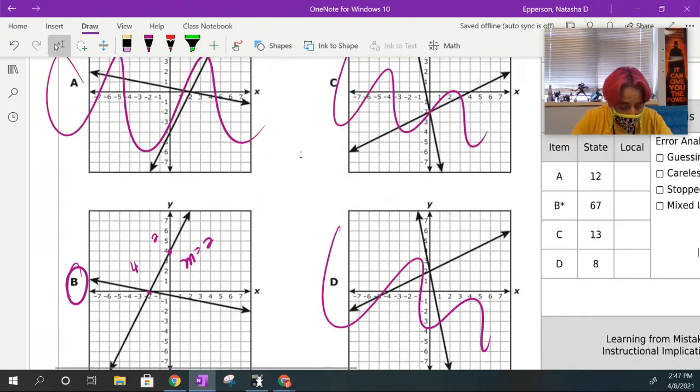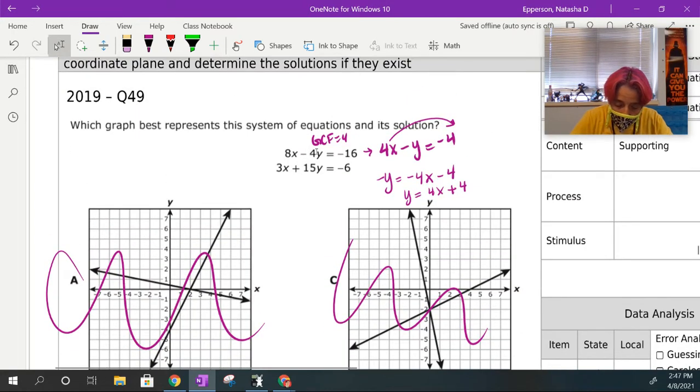Hold on. Something went wrong there. What did I do wrong? Oh, that should have been 2, not 4. That should have been 2x. I was right when I was saying 2. So 8 divided by 4 is 2. It's been a long day. So that should have been 2x, and that would become positive 2x.